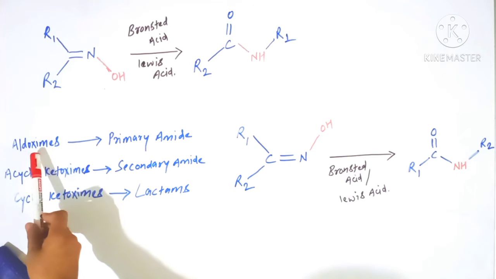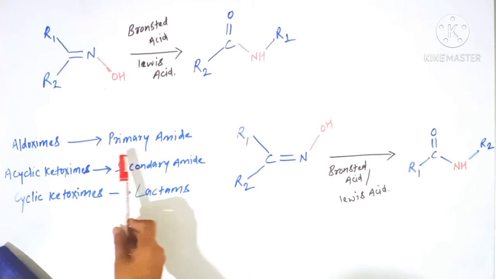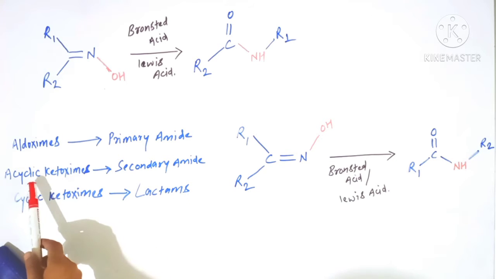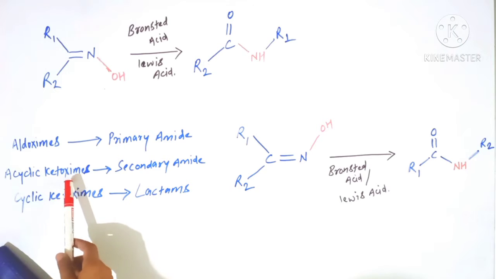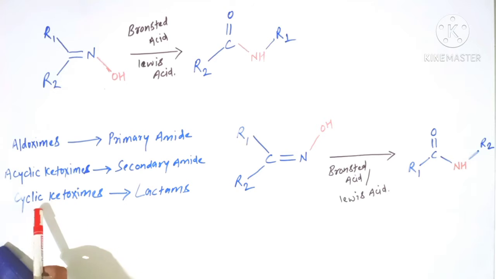If aldoxime is used, then aldoxime usually converts into primary amides, and if acyclic ketoxime is used, then acyclic ketoxime is converted into secondary amide, and likewise if cyclic ketoxime is used, then it converts into lactams. So this reaction is widely used nowadays in industry for the production of caprolactam, which is used as a monomer for polymerization to polyamide for the production of synthetic fibers.